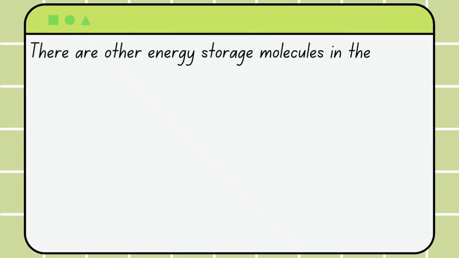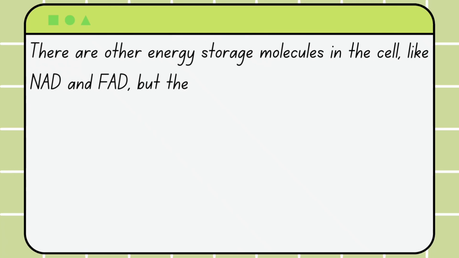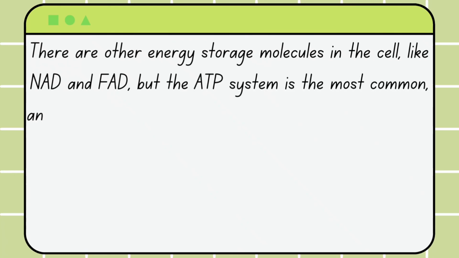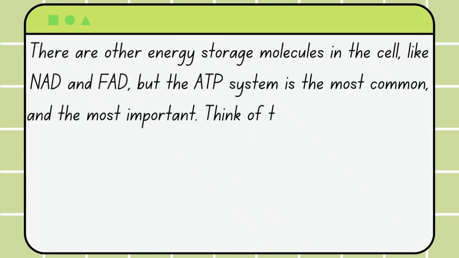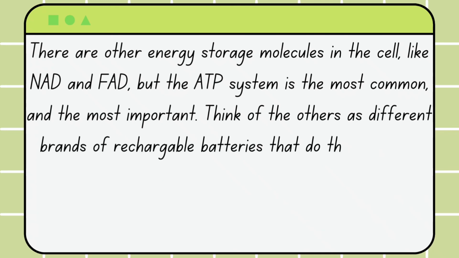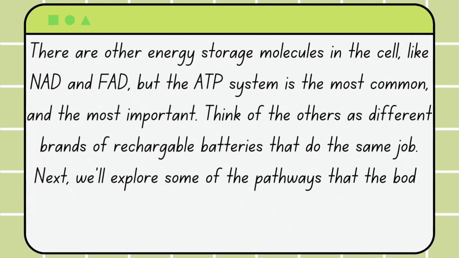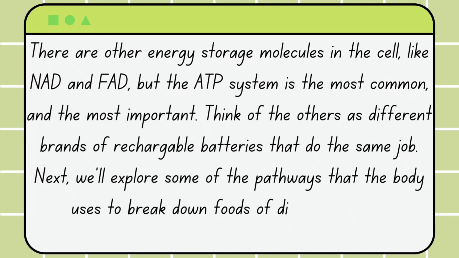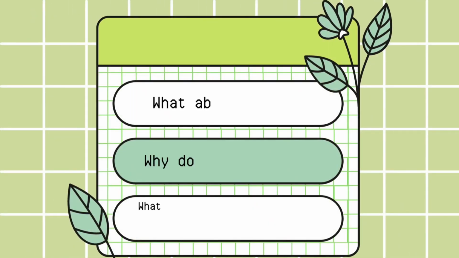There are other energy storage molecules in the cell, like NAD and FAD, but the ATP system is the most common and the most important. Think of the others as different brands of rechargeable batteries that do the same job. Next, we'll explore some of the pathways that the body uses to break down food of different types.